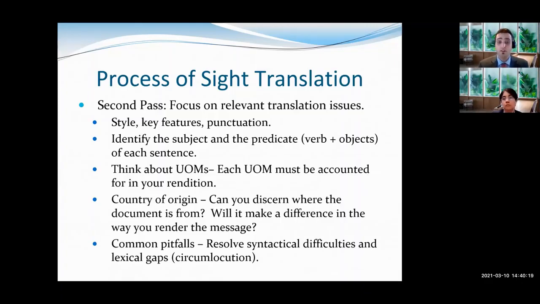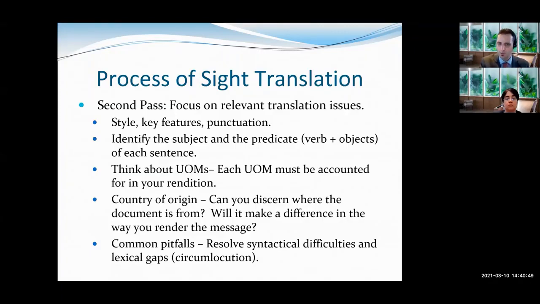Potentially, you might need to identify the subject and the predicate of each sentence, especially when you're working from the foreign language into English. We won't go into detail now, but the subject is the person, place, or thing doing the action in the sentence. The predicate we can define as the verb plus the different objects. If you can identify those things in one language, you can use them as your building blocks in the other language. It especially works when you're going from your foreign language into English.